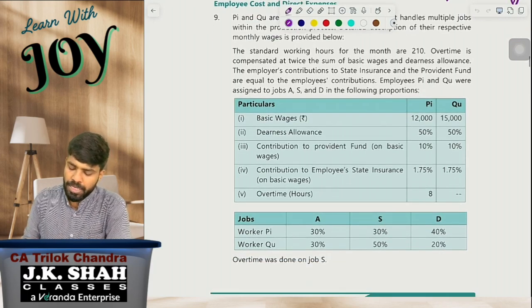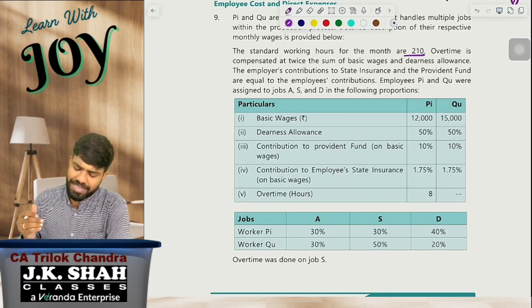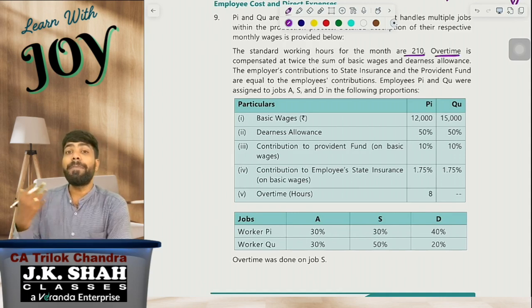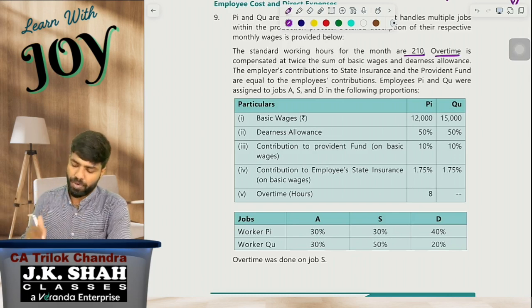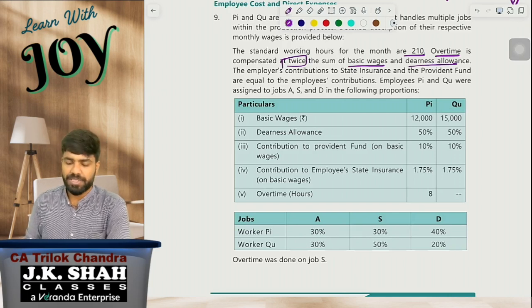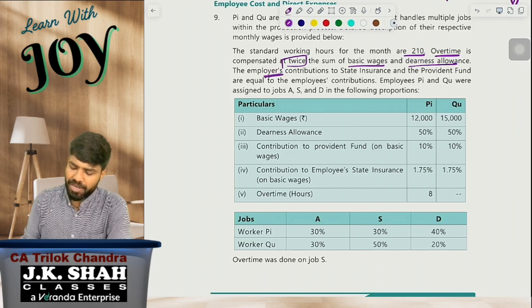The standard working hours for the month are 210. Overtime is compensated at twice the sum of basic wages and dearness allowances. So when it comes to overtime, the payment will be double compared to normal time. Now that is how to calculate the twice of the sum of basic wages and dearness allowances. The employer's contribution to state insurance and provident fund are equal to the employee's contribution. Employees P and Q were assigned to job A, S and D in the following proportions.